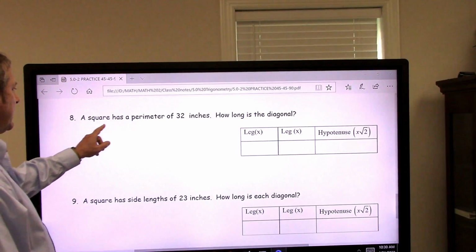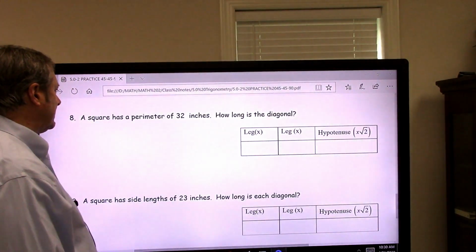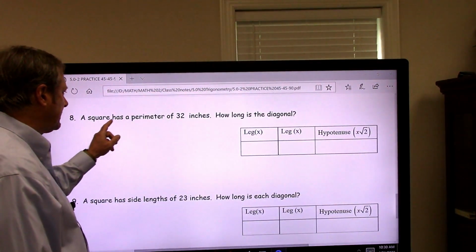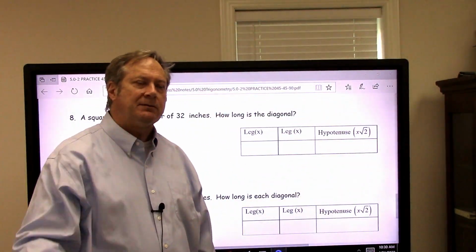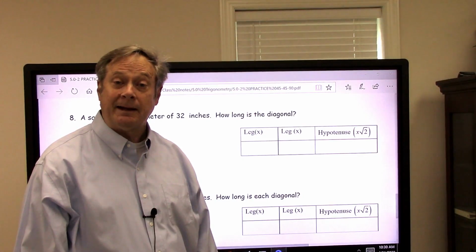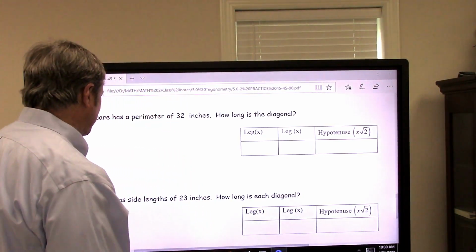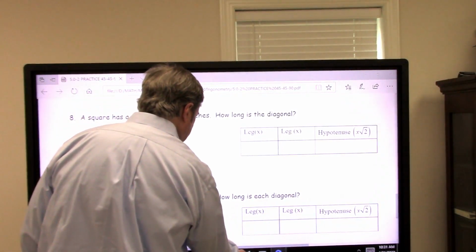All right, a square has a perimeter of 32 inches. That's all the way around. So what's 32 divided by 4? I don't know, what, 8? Okay, so let me go back over here.